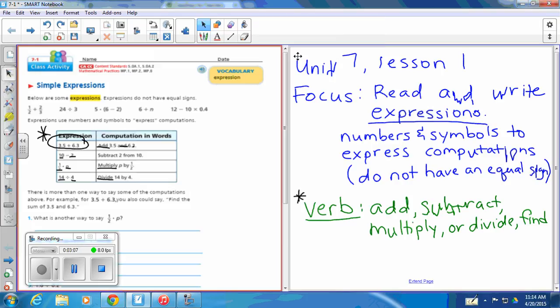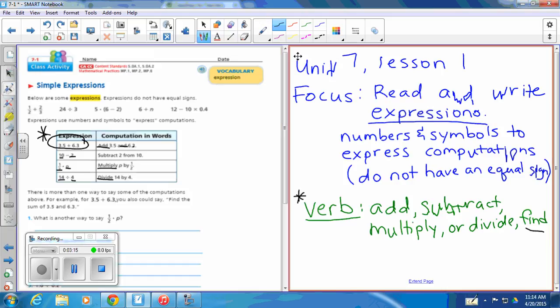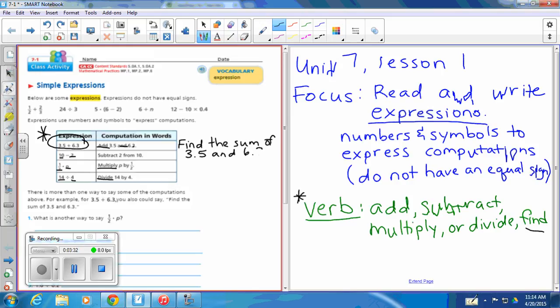Another way you could say it, because there's more than one way you can say it. So for this first one, instead of starting with add, you can start with find, like we talked about over here. So you could say find, what's the answer to an addition problem? It's a sum. So we would say find the sum of 3 and 5/10 and 6 and 3/10. That would be another way that we could say that.